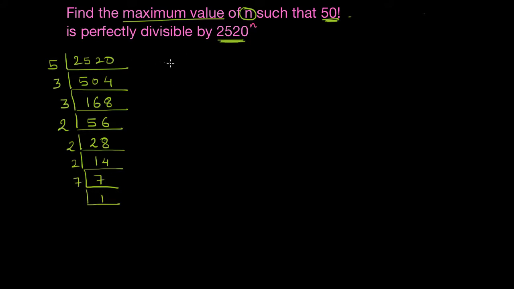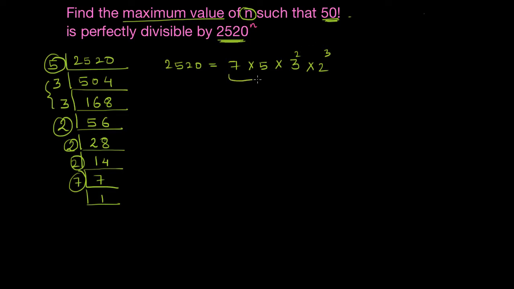So the prime factorization of 2520 will be equal to, actually let me write in decreasing order, 7 times 5 times, I'll have 1 7, 1 5, 2 3s, that is 3 square, and 3 2s here. So 2 to the power 3. So basically I need to find the total number of these prime numbers in 50 factorial in order to get 2520, and the number of pairs that I can find of these things available here will give me the total number of 2520s. So let us start with 7.